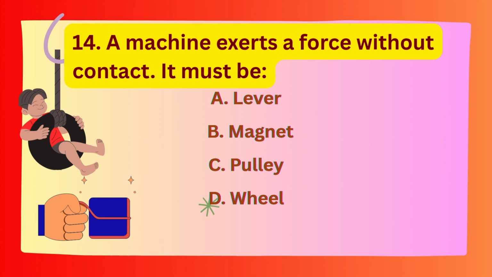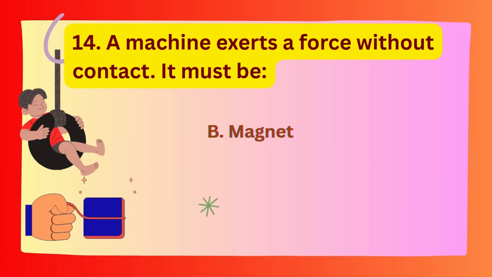A machine exerts a force without contact. It must be: A. lever, B. magnet, C. pulley, D. wheel. Answer: Option B. Magnet.